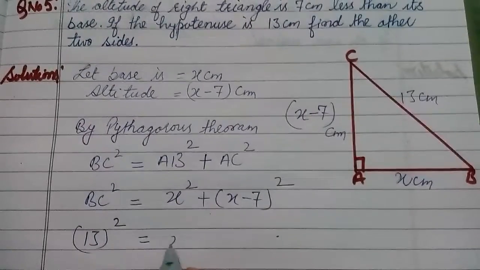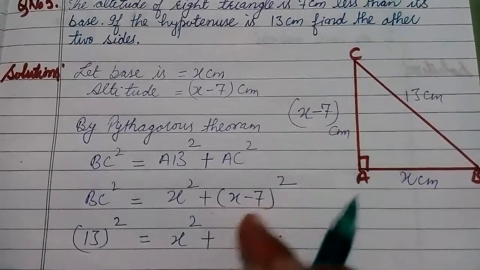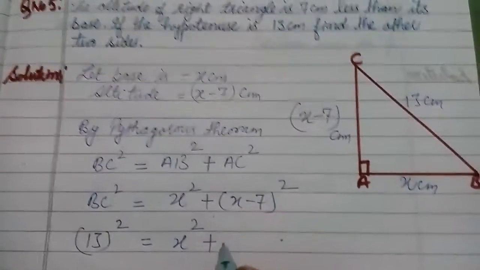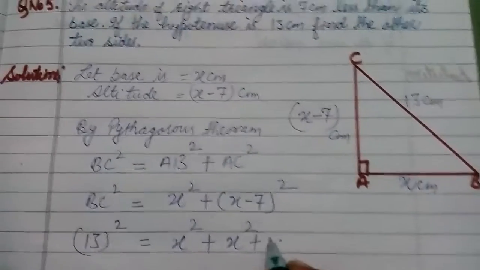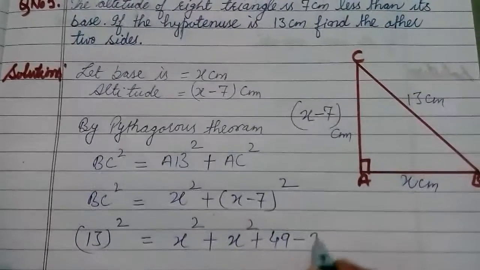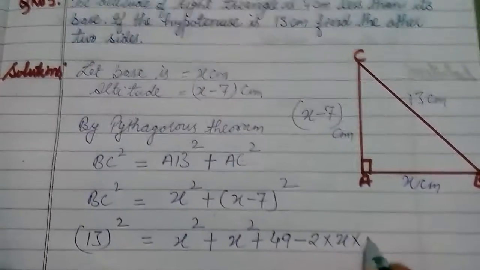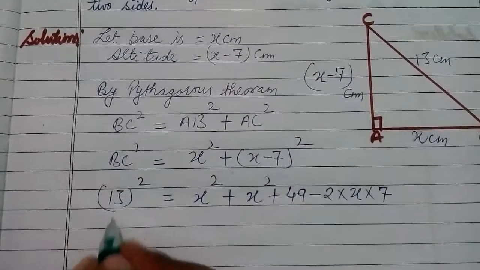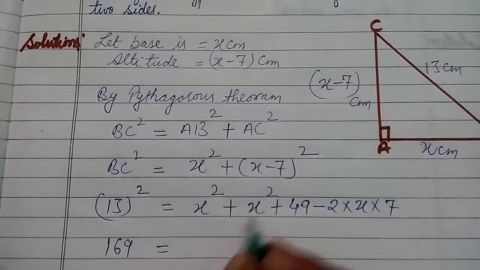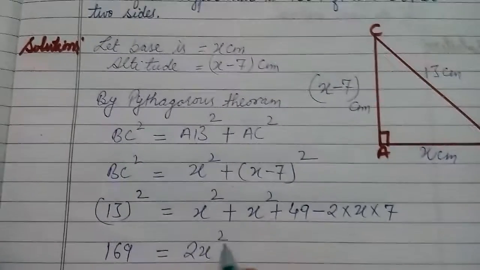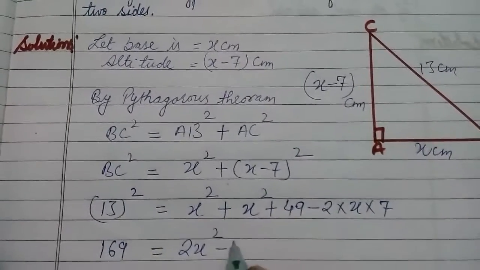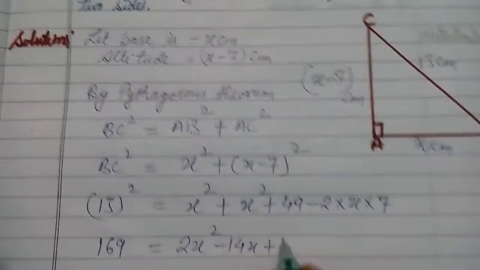Now open the bracket, and when you open the bracket you can see that here you can use the identity a minus b whole square to open the bracket. So x square plus b square means 7 square, that is 49, minus 2 into a is x, into b is 7. Okay, so further 13 square will be 169, so x square and x square will be equal to 2x square. Okay, and 2 sevens are minus 14x plus 49.